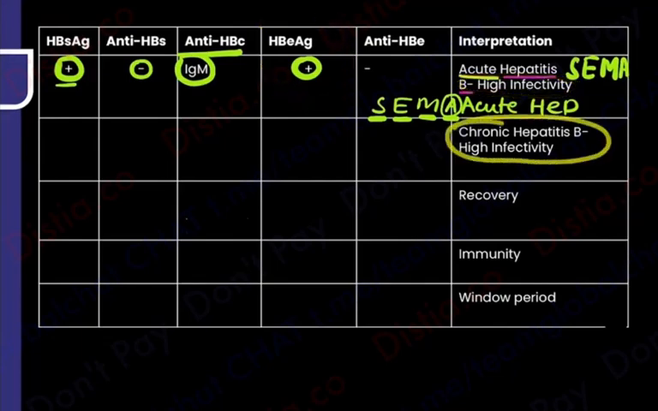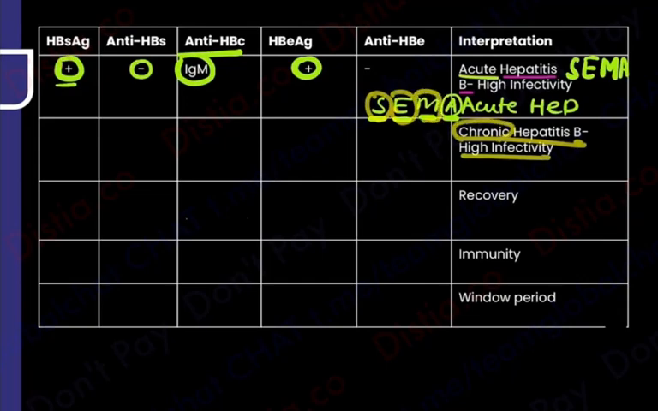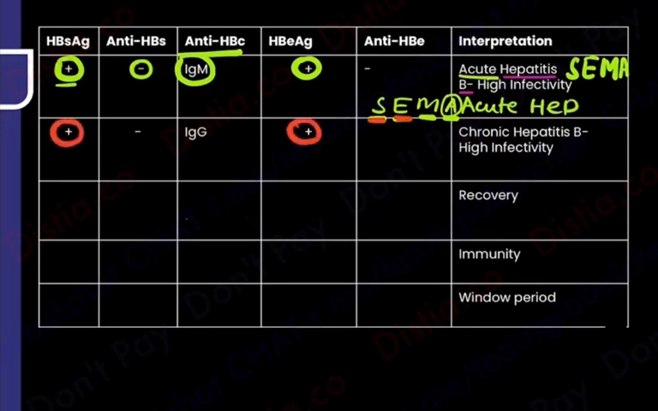Okay, then what is chronic hepatitis B with high infectivity? You will say, ma'am, again it is hepatitis so S will be there, high infectivity so E will also be there, but this time you are saying chronic. If you are saying chronic, I will change this IgM into IgG. So what is the profile going to be now? I will say surface, yes it's there. High infectivity, E, yes it's there. But because it's chronic hepatitis, instead of IgM, I will write IgG type of anti-HBC.